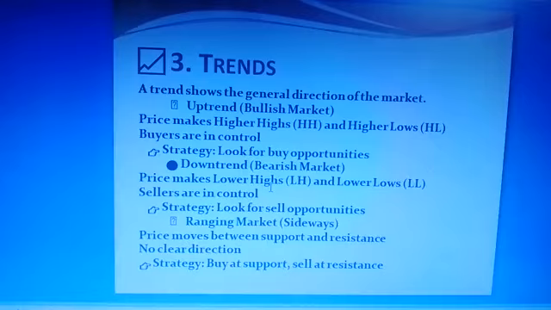The strategy is you look for buy opportunities. In downtrend markets, the bearish market, also known as downtrend markets, prices make lower highs and lower lows. Sellers control this market. They're in control of this market. The strategy is to look for selling opportunities.